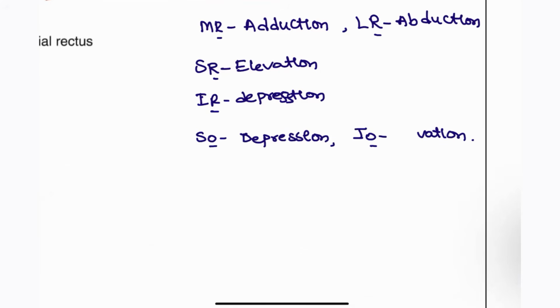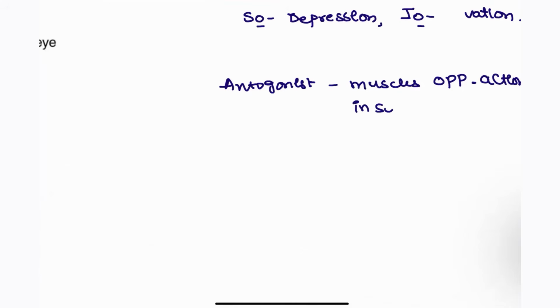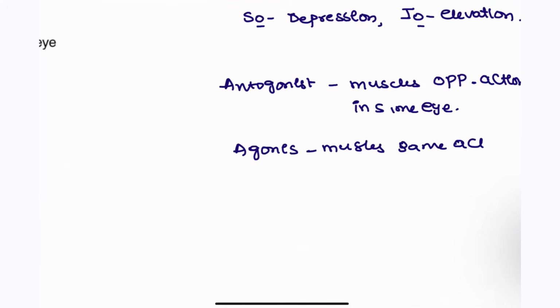Okay, so this is the mechanism that you have to understand. Oblique means they convert their pathway. Rectus is straight and their action is also straight. That is the thing that you have to remember. Next, we have the antagonist muscle. What does antagonist muscle mean? The muscles show opposite action in the same eye. Next, agonist. The muscles show the same action in the same eye.